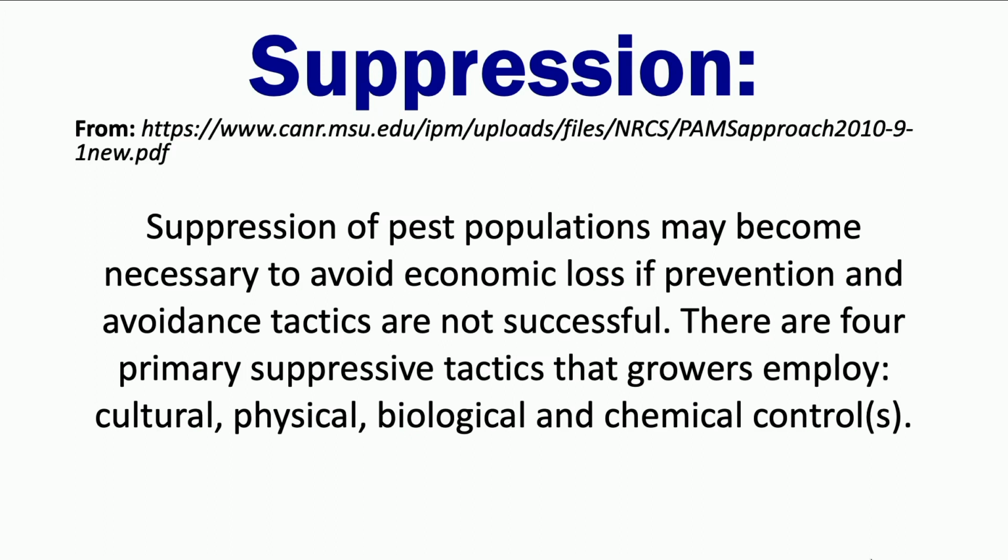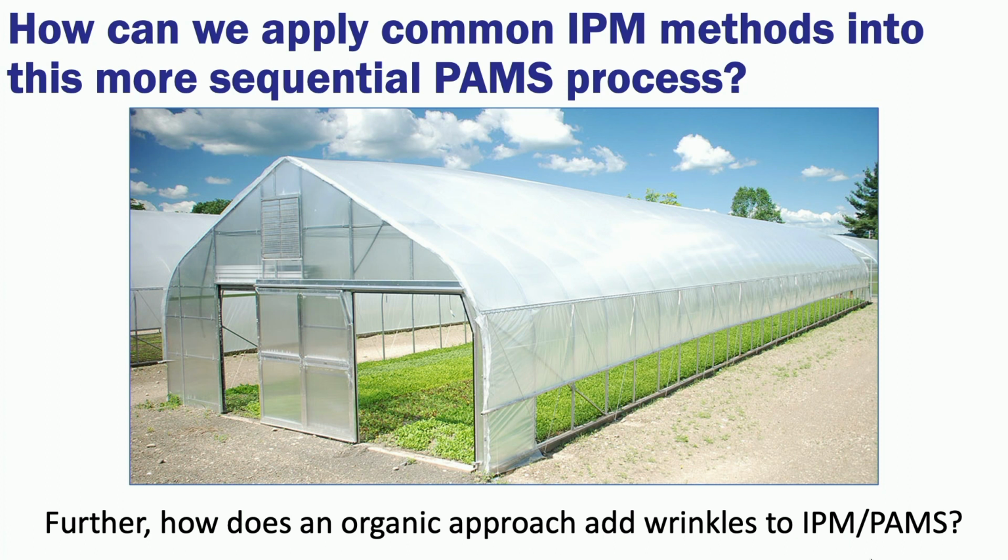And there's going to be 4 main tactics that we can use, either cultural, physical, biological, or chemical control. And historically, those have been the categories, but now they've been kind of folded into this suppression. Everything copacetic so far? We're all on the same page? Excellent. So as we talk about high tunnels, we talk about IPM, we talk about PAMs.